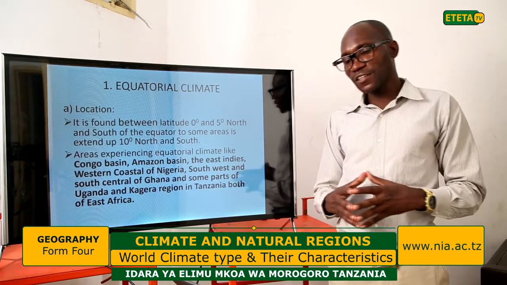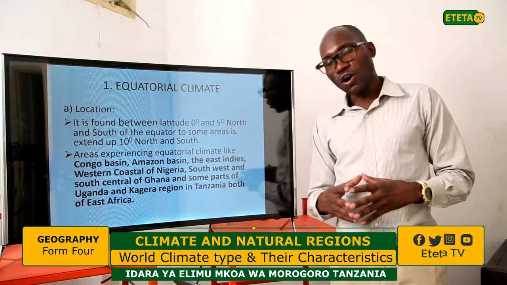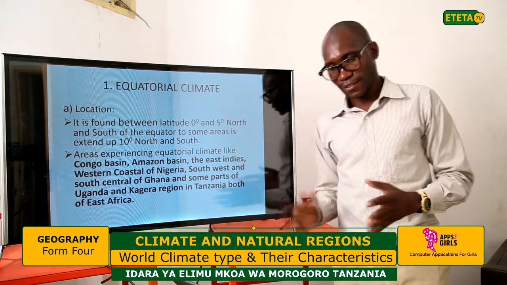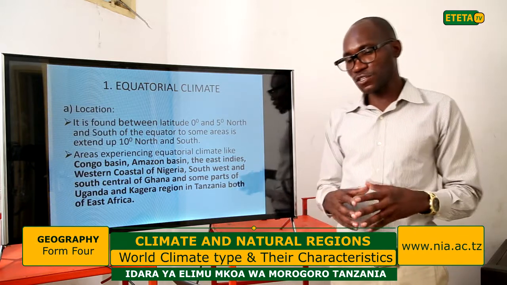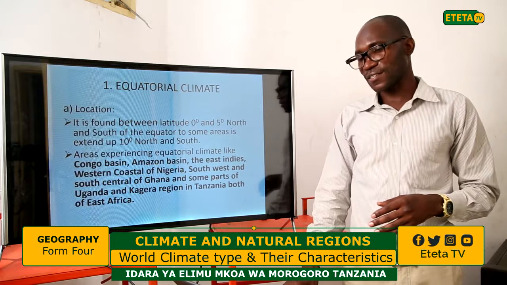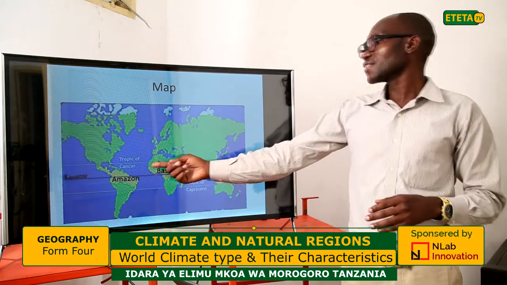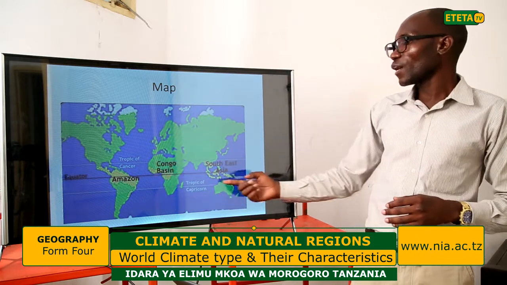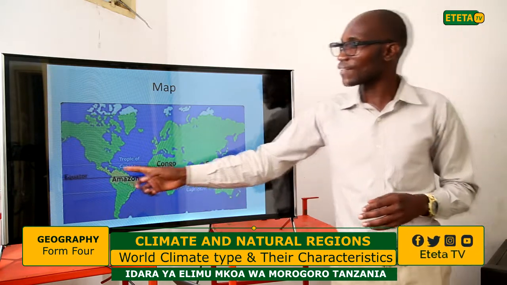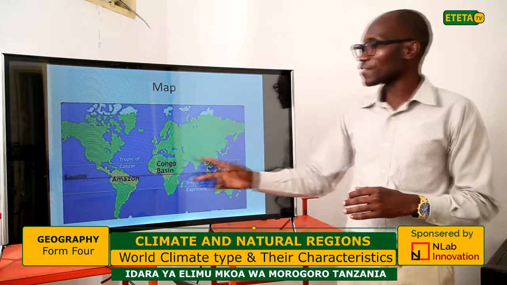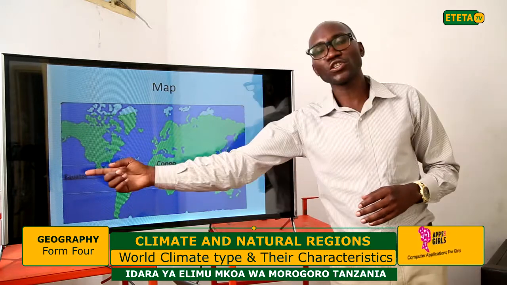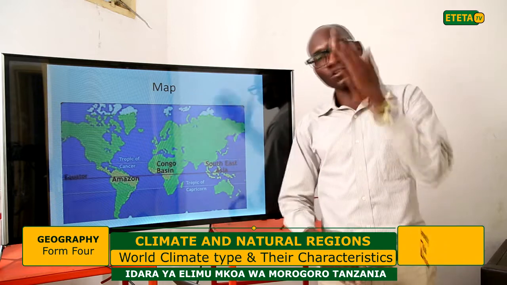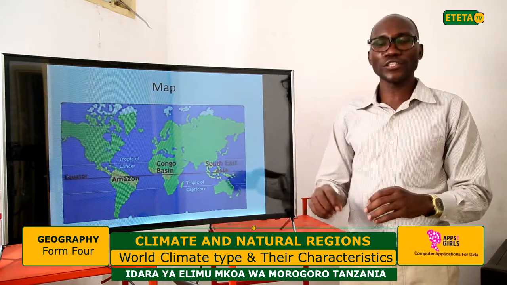The areas experiencing this equatorial climate are the Congo Basin, the Amazon Basin, the East Indies, the South Central Ghana, and some parts of Uganda and Kagera in Tanzania. The Congo Basin, these are the areas which face equatorial climatic conditions. This one also faces the equatorial climate, and the Amazon. All of these pass nearby the equatorial region. So we are saying that the area between 0 and 5 degrees north and south has an equatorial climatic condition.